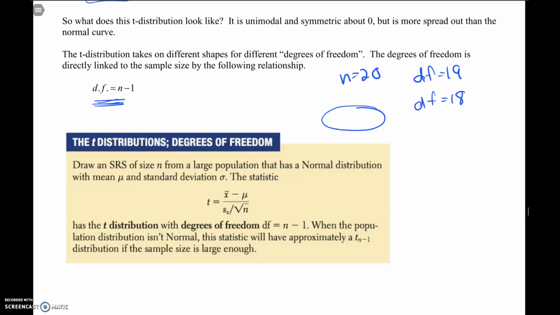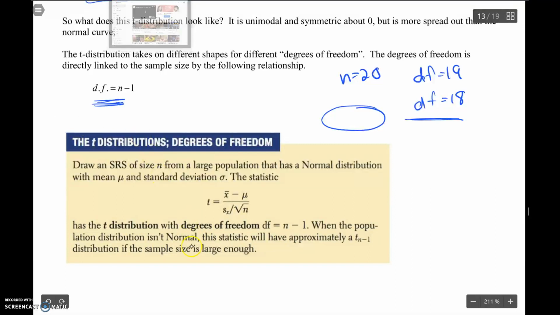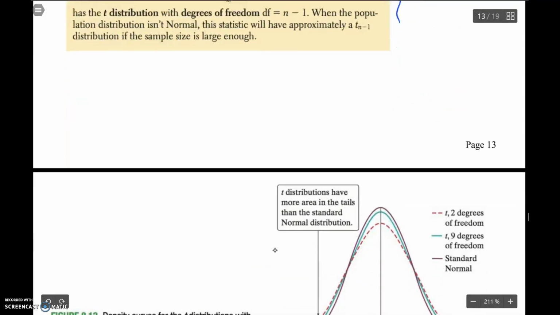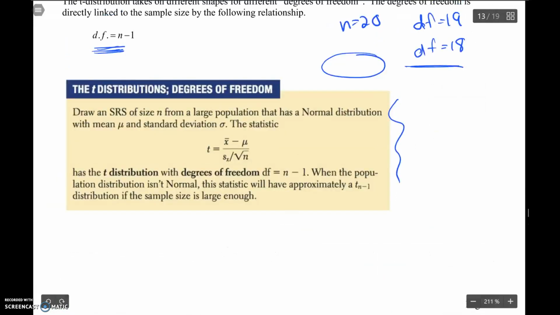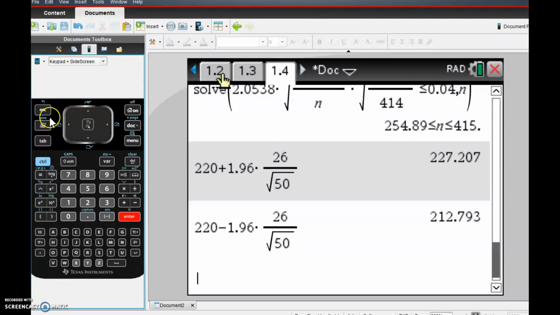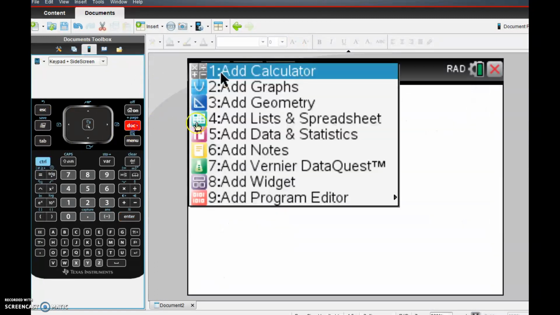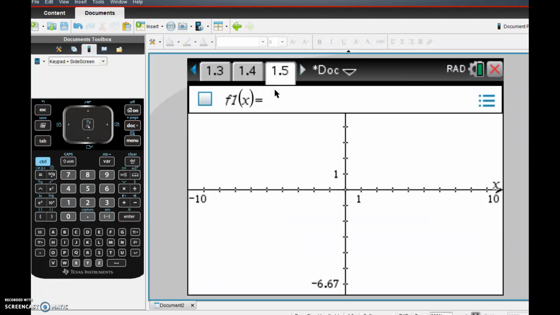All right, so what does this t distribution that this beer guy discovered look like? You can read through it, but it's more of what I just had up there. So I want to show you what it looks like on the calculator. Now, in order to graph it, you actually graph the tPDF.